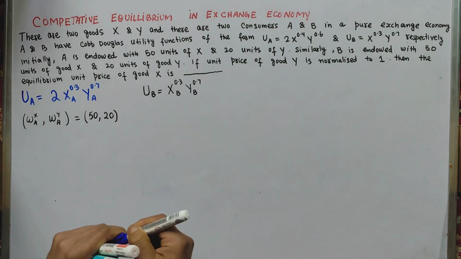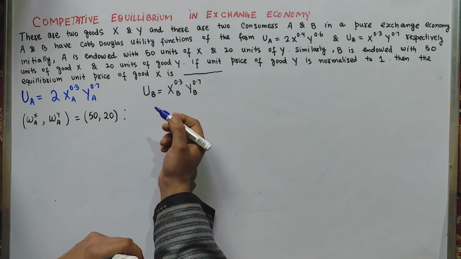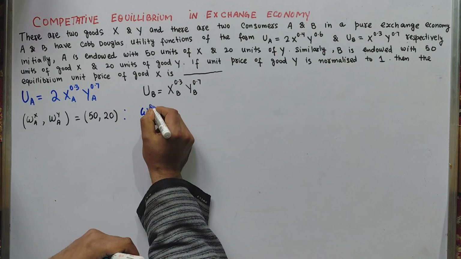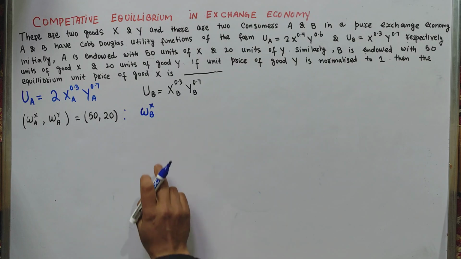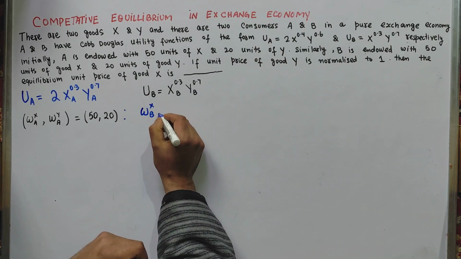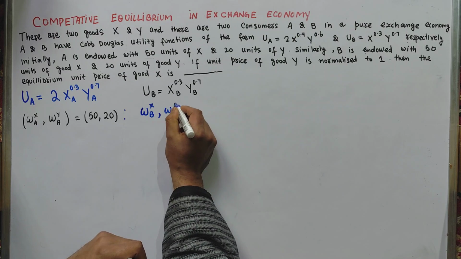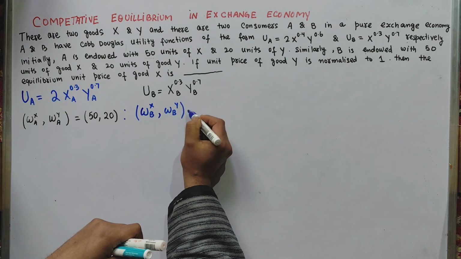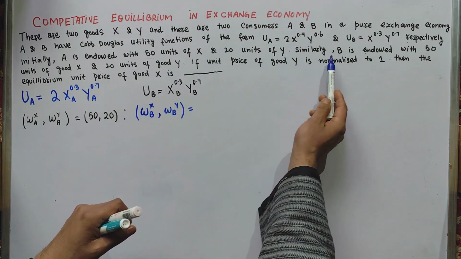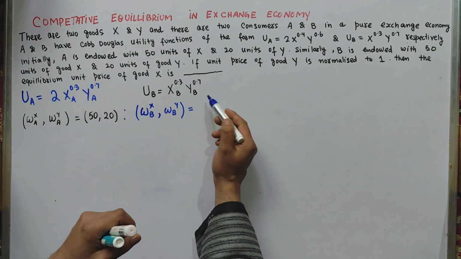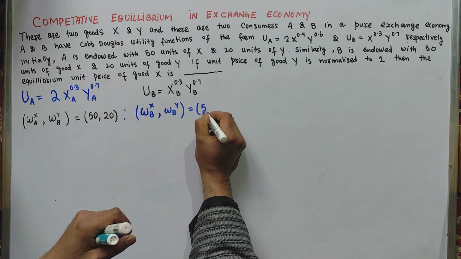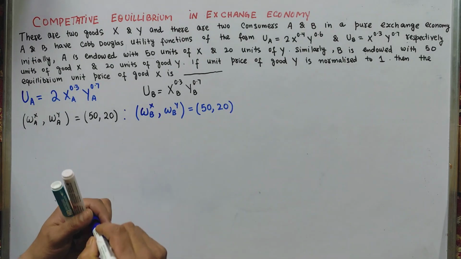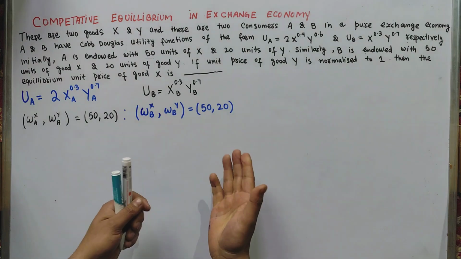Similarly, the endowment bundle of consumer B, let's denote it by WBX, that means units of good X endowed by person B, comma, WBY, the units of good Y endowed by person B. And here we are also told that B is endowed with 50 units of good X and 20 units of good Y. So let's write it here again: 50 units of good X and 20 units of good Y endowed by person B. Now, how do we solve this question?